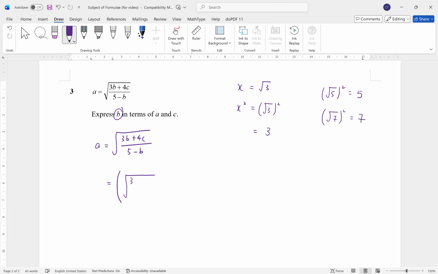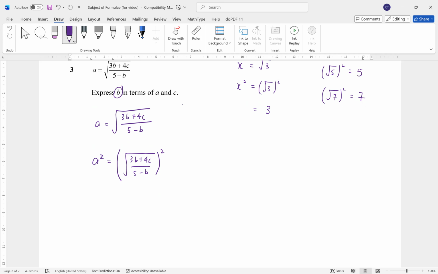Alright. But remember in math, whatever you do on the right side, you got to do the same thing on the left side of the equation. So from here, we will be left with this: 3b plus 4c over 5 minus b. Then from here, it will just be something similar to the previous question. So multiply both sides by 5 minus b. So we end up with this.